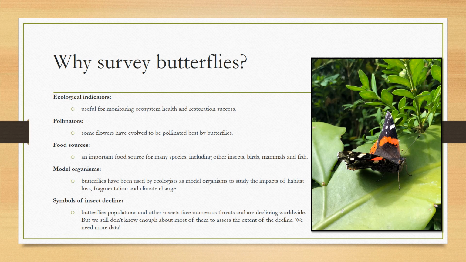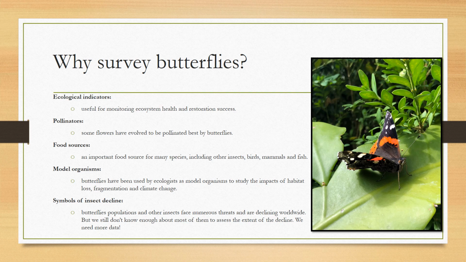And additionally, they are sort of a symbol of insect decline in general. So we do know that insects are declining worldwide and in a lot of areas quite heavily. But we just don't know enough about how much that decline is happening or to what extent that decline has hit the Credit River watershed. So we need more data.